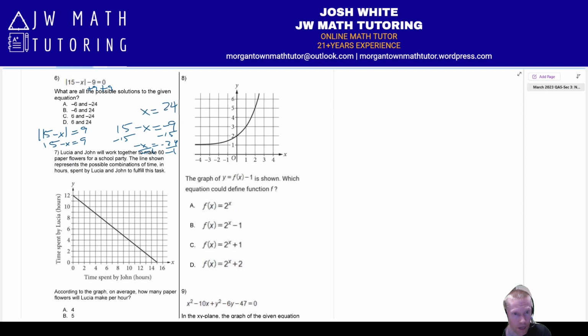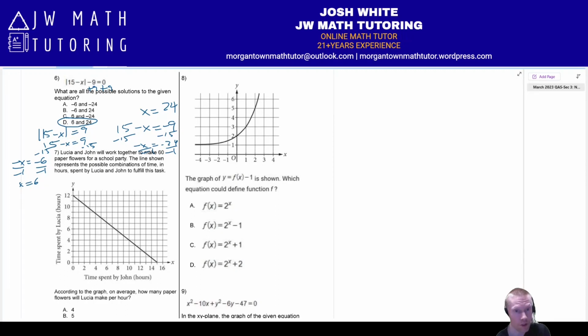So we get one answer of positive 24. The steps are the same for both of them. So here we get, looks like positive 6. So we get two answers, positive 6 and positive 24. So looks like the correct answer to this problem is going to be letter D.